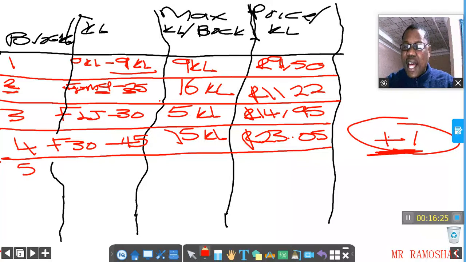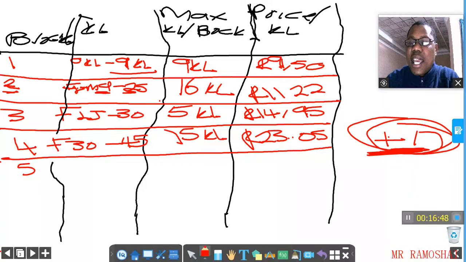Before we go to block number 5, again, when I used my fingers, I started at 31 up until 45. So if you use your calculator and say 45 minus 31, it's going to give you 14. So you're going to come here and then add 1, right? Good. So let's go to block number 5.